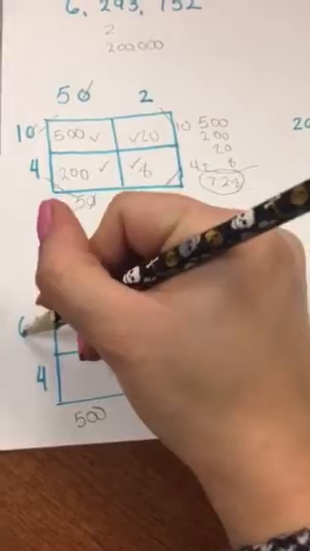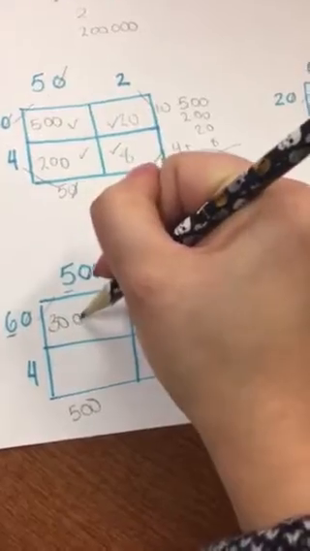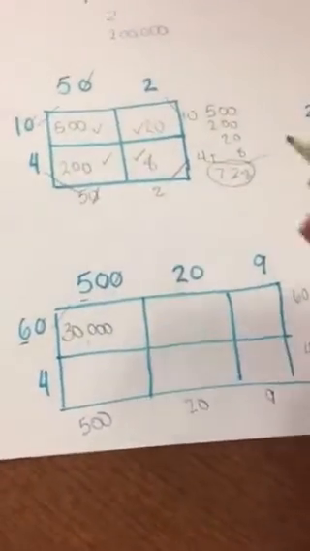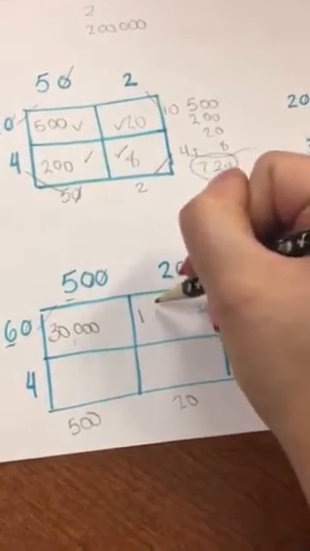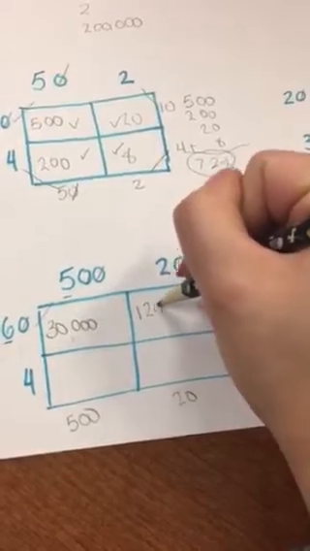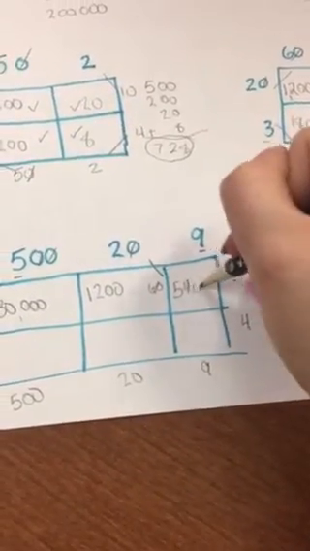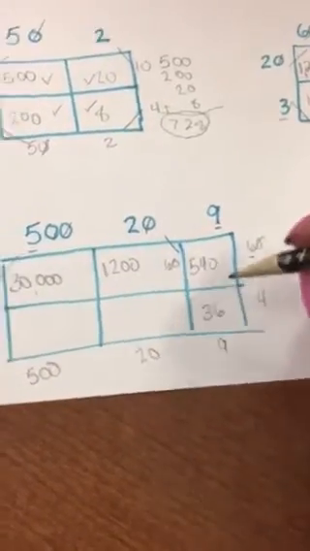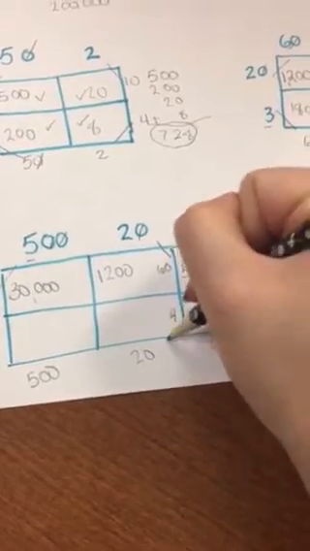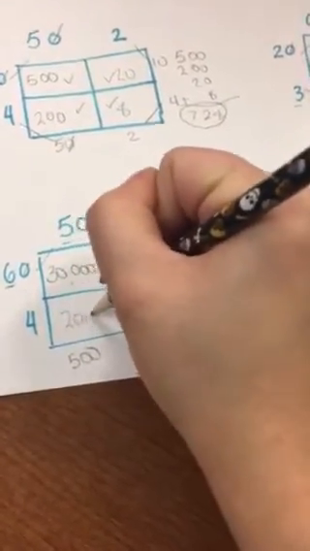Okay, so 5 times 6 is 30, and I have 1, 2, 3 zeros. So my first partial product is 30,000. Now I'm going to multiply 20 times 6, which 2 times 6 is 12, plus 2 zeros is 1,200. Then I have 9 times 6, which is 54, plus 1 zero is 540. 9 times 4 is 36, no zeros to add. 4 times 2 is 8, plus 1 zero. 4 times 5 is 20, plus 2 zeros.